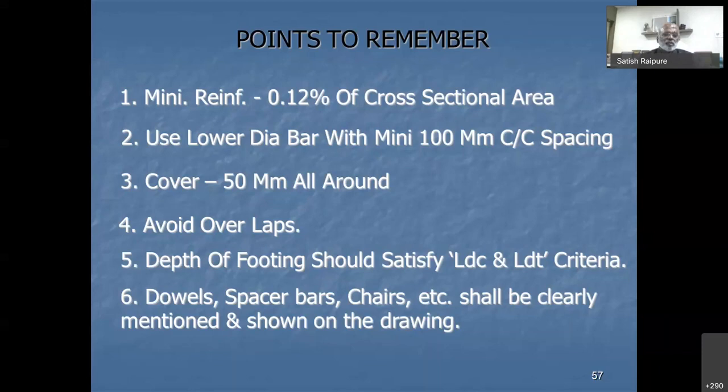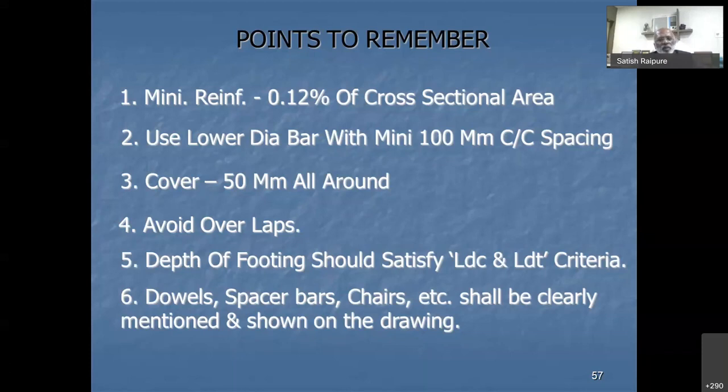In small footings, always try to avoid overlaps. In case of open footings, don't try to provide overlaps, but in case of raft or continuous footing or strip footing, there is no other option but to use overlaps, and they should be staggered overlaps. Don't keep all the overlaps at one location only. You can use them on either side, so that one overlap is on this side and another overlap is on the other side.